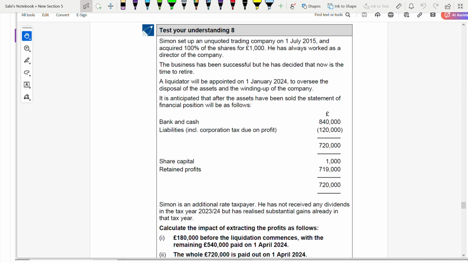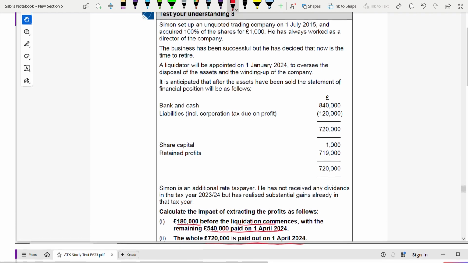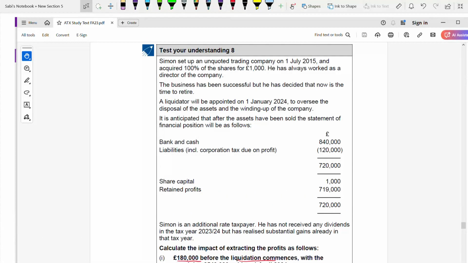So this is the last question on this lecture, that's on liquidation, test your understanding 8. You have to calculate the impact of extracting profit: 180 before the liquidation commences, with the remaining 540 paid on this date, the whole 720 paid out on this date. So you have been given the information.